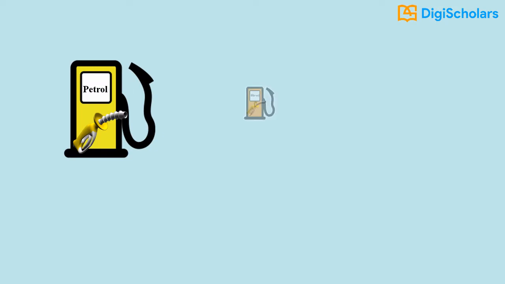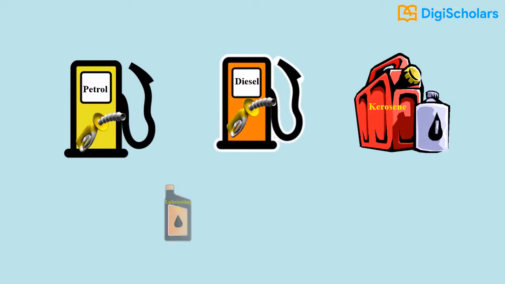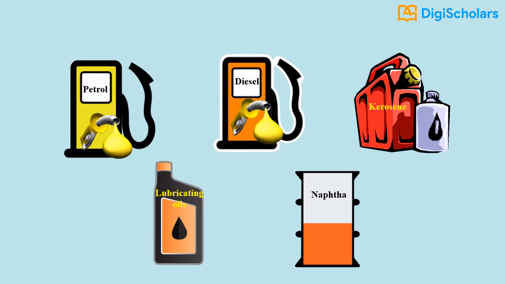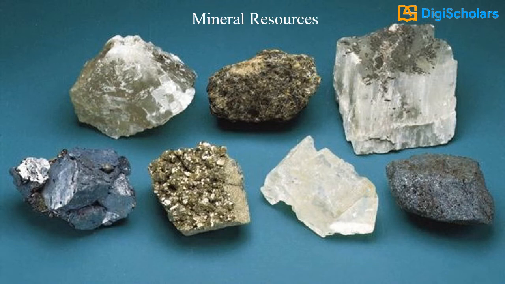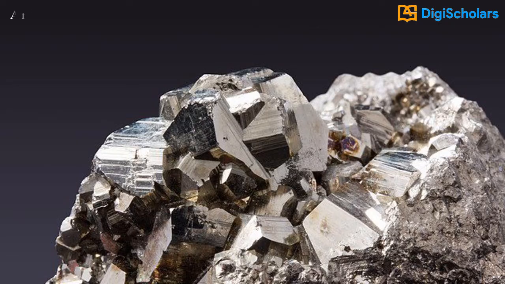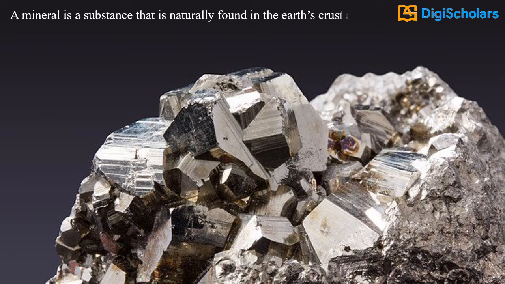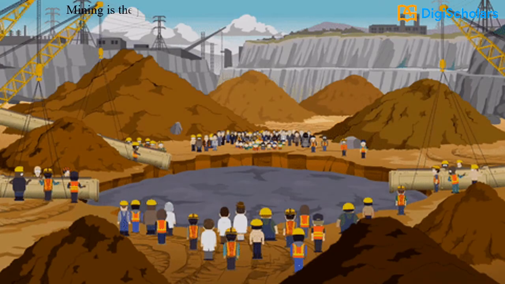Petrol, diesel, kerosene, lubricating oils and naphtha represent various forms of petroleum products. Mineral resources. A mineral is a substance that is naturally found in the Earth's crust and is not formed from living matter. Mining is the process of extraction of the minerals from the Earth's crust.